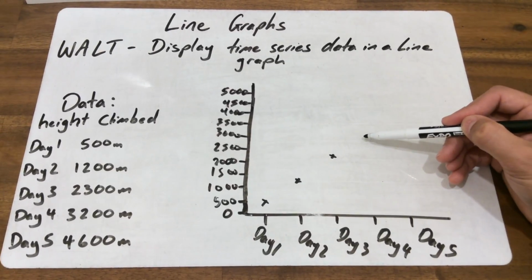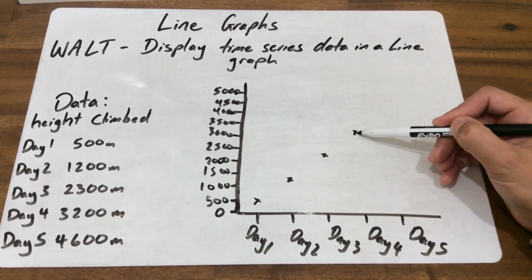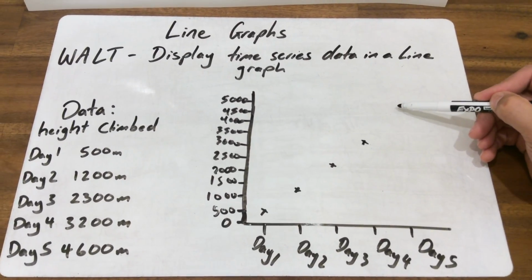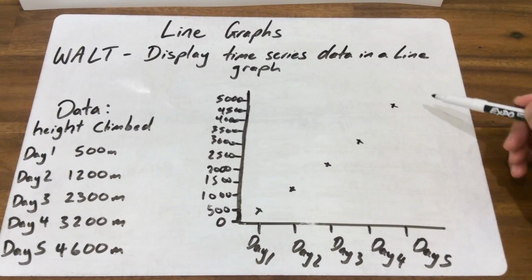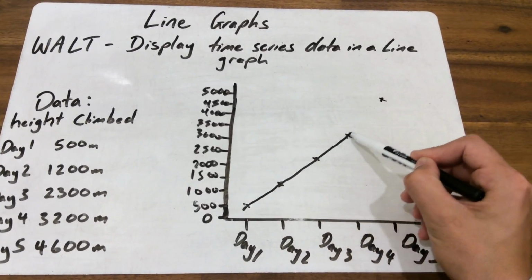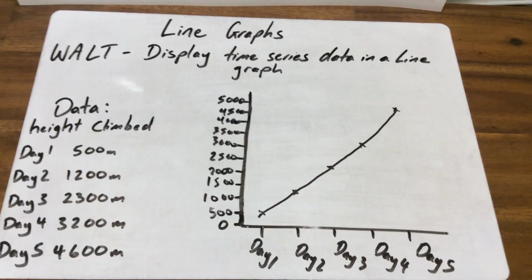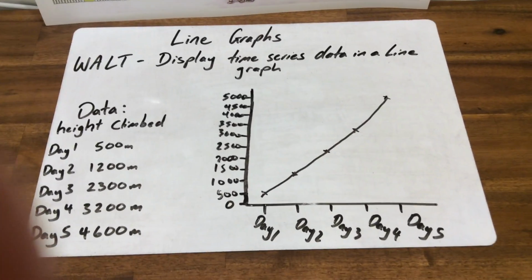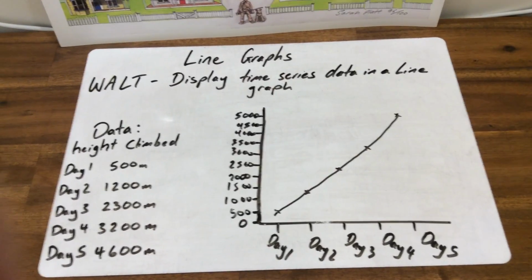So I'm going all the way up, put that in there. And day 5 is 4,600. So that's almost at the top. And then I could use a line to connect all my dots up. Have I finished? No, I have not quite finished. I've got to do one last very important thing.